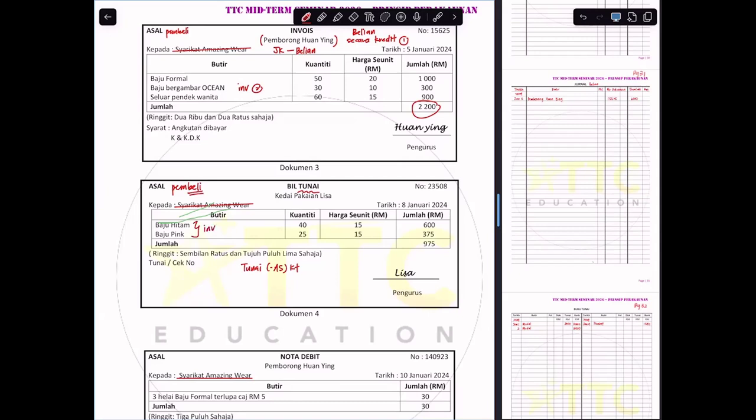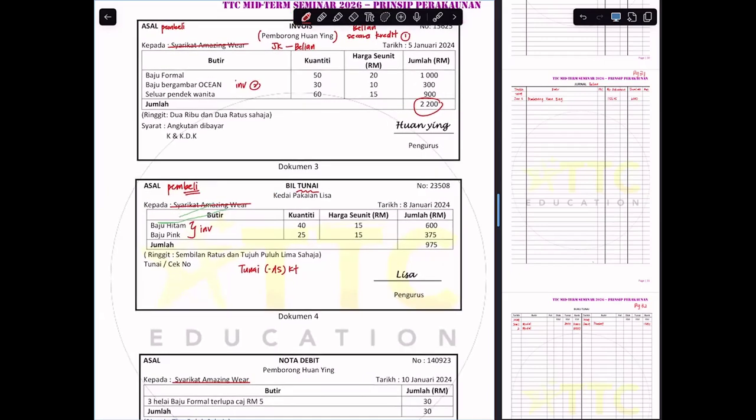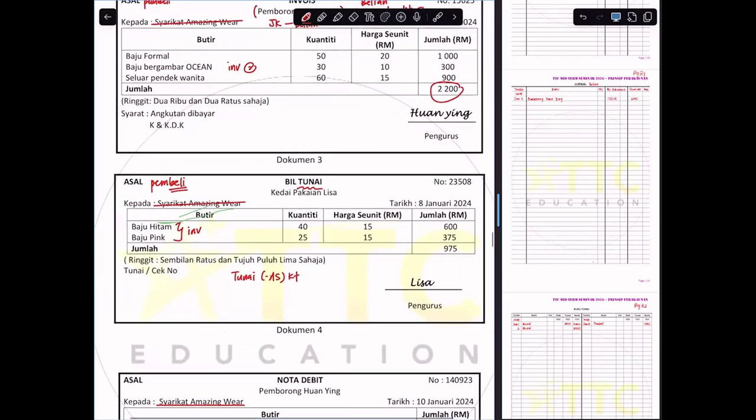When you buy inventory, you can't write inventory anymore, you need to change it to belian or jualan. Since we are pembeli, change inventory to belian or jualan. Inventory can only change to belian or jualan. And we are pembeli, so the other account is belian. And belian means you spend money to buy something.